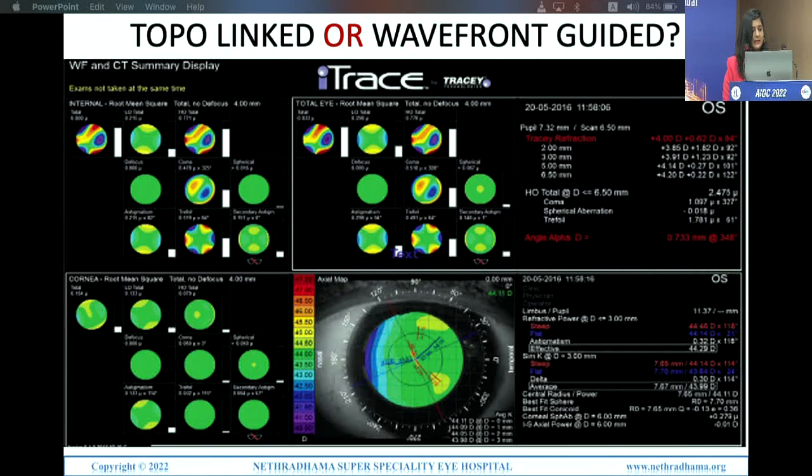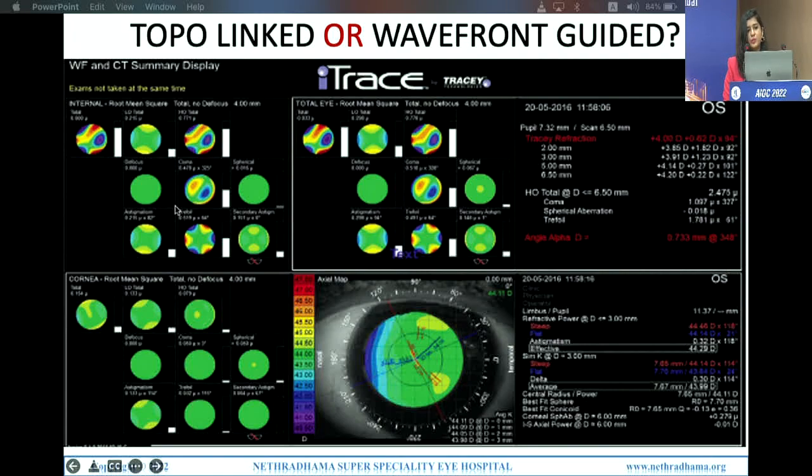So in this example, this is the aberrations of the total eye. On the left side, we see internal aberrations, and below that, we see just the corneal aberrations. Here we can see that the internal aberrations actually contribute more to the total aberrations, and there are hardly any corneal aberrations. Now, in such a patient, if we do a topo-link LASIK, then the patient will have a very poor optical quality post-operatively because he still has a lot of internal aberrations, and the corneal lower order aberrations may be corrected, but the higher order aberrations will still remain.